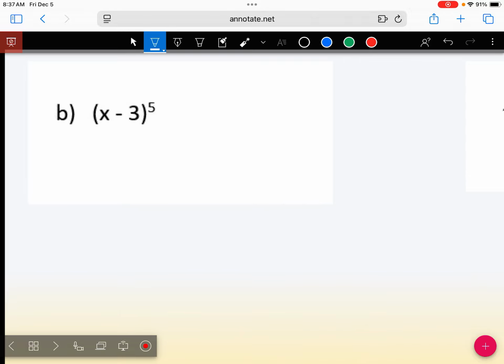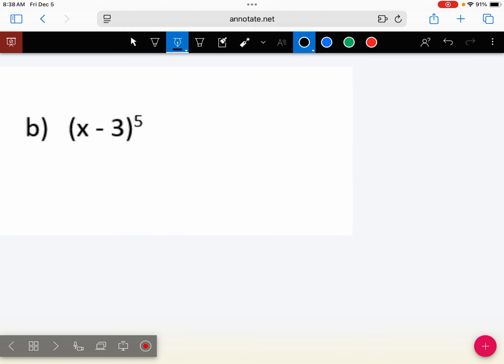So the first thing we need to do, let's look at our triangle. Let's write down everything that you see in row 5. The numbers. So the numbers are what? 1, 5, 10, 10, 5, 1. Okay.